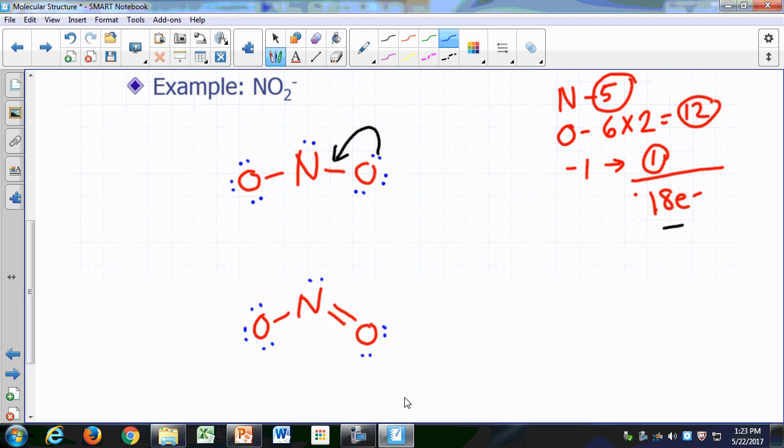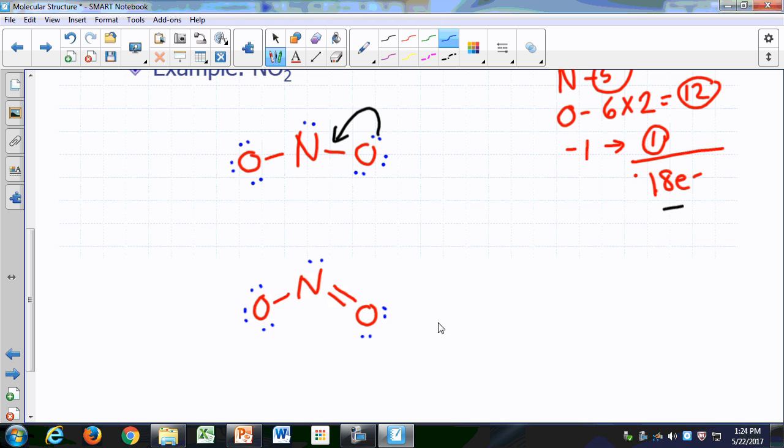So this is a situation where you have an octet on each of the 3 atoms. You might think this is probably a better structure because all 3 atoms have an octet. This oxygen has 1, 2, 3, 4 pairs around it. This nitrogen has 1, 2, 3, 4 pairs around it. This oxygen has 1, 2, 3, 4 pairs around it. So all 3 atoms have an octet. Well, is that the only way to get an octet on nitrogen?